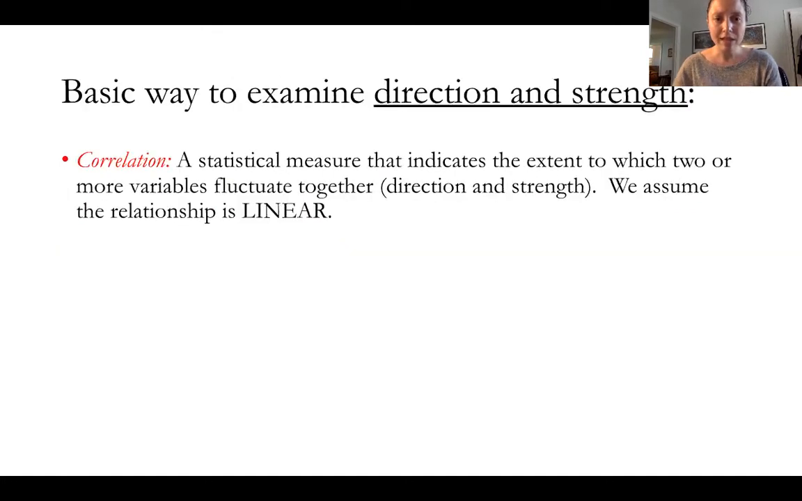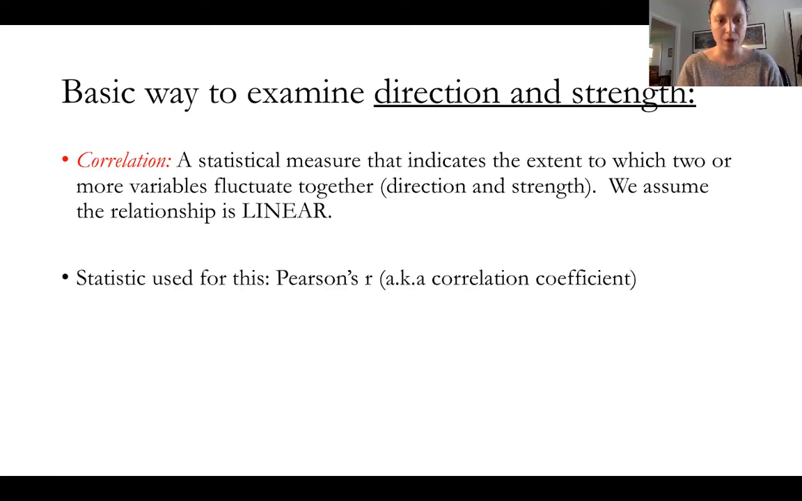So let's start with the most basic thing that we can do. This is going to help us examine the direction of the relationship, and it'll give us some indication of the strength. And that's called running a correlation. You guys have probably heard this word before. A correlation is a statistical measure that indicates the extent to which 2 or more variables fluctuate together, right? That's the direction and the strength. We assume the relationship is linear when we are doing this.